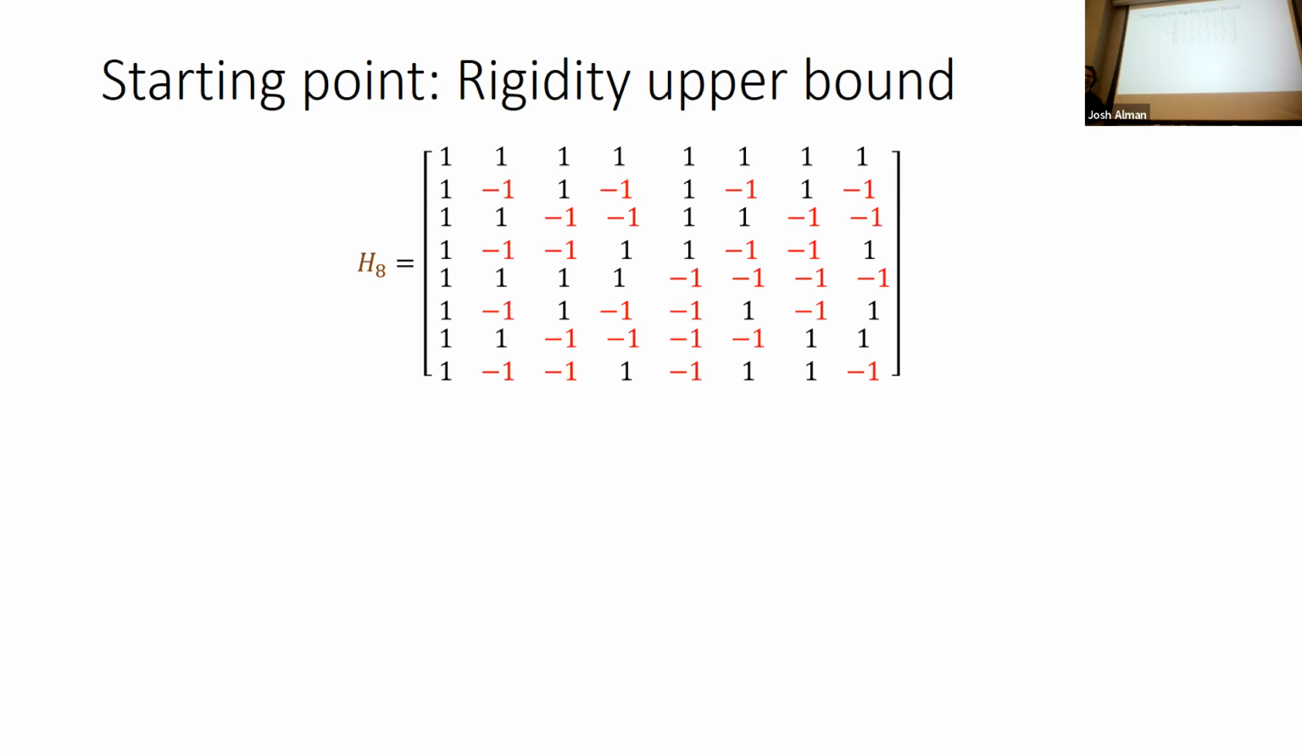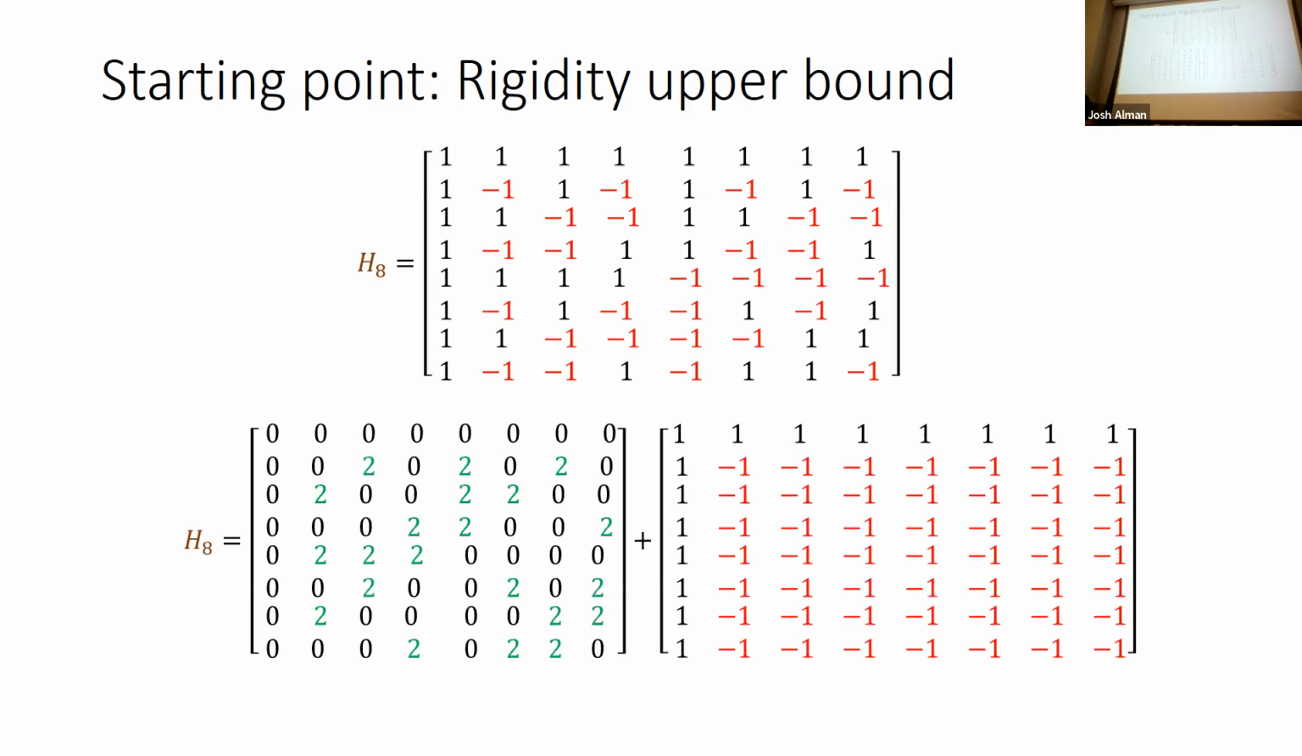So once again, we're going to start with that same rigidity upper bound for H8 that I just showed you. So here is H8. And I'll write it just like before as the sum of a sparse matrix plus a low rank matrix. Technically, this is slightly different. I'm putting a 1 here instead of a minus. So now it's a rank 2 matrix, the matrix with 1 fewer non-zero entry in it, but it's more or less the same thing. So this is our starting point.